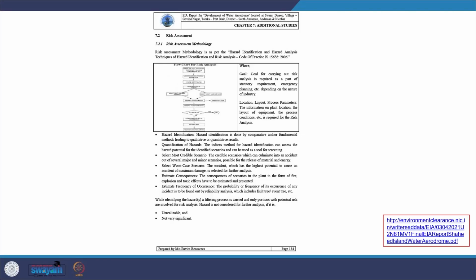So next we see is the risk assessment, the risk assessment methodology that they have adopted here. We have also studied the risk assessment methodology. You can see the flow chart here for risk analysis, how they are identifying the hazard, how they are doing the quantification of the hazard, and what is the credible scenario, worst scenario, and estimation of consequences and frequency of occurrence. All that has been done here.